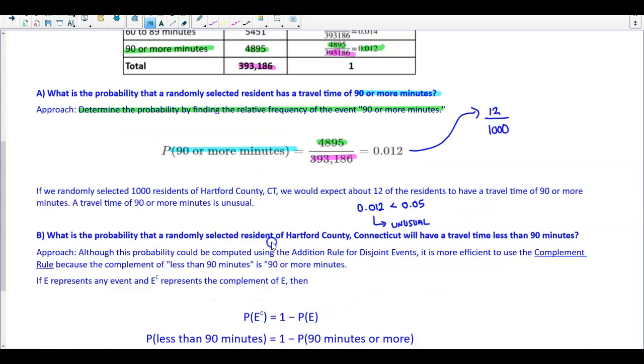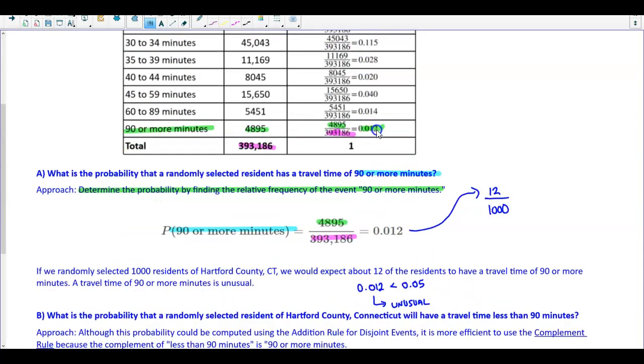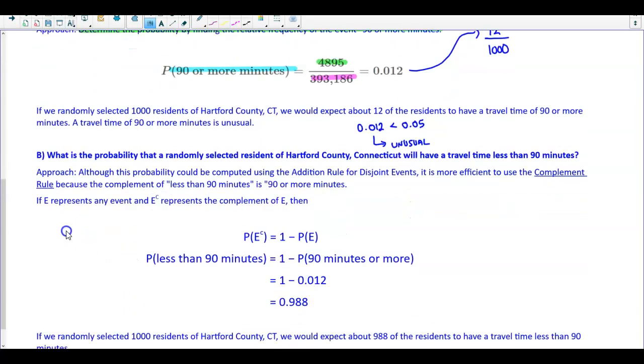Okay, now in part B it says, what is the probability that a randomly selected resident of Hartford County, Connecticut will have a travel time less than 90 minutes? Now, although this probability can be computed using the addition rule for disjoint events, it is more efficient to use the complement rule because the complement of less than 90 minutes is 90 or more minutes. So that means we can either add up all these probabilities or we can just take this probability and subtract it from 1. So if E represents any event and then the complement represents that complement, then we would say that the probability of the complement is equal to 1 minus the probability of that event.